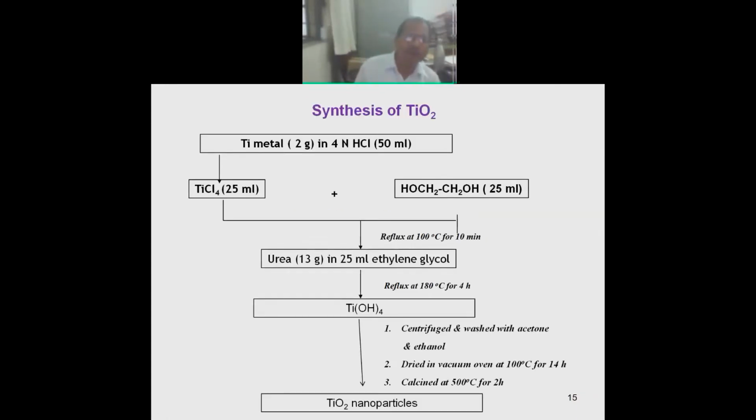This is the synthesis of simple anatase TiO2. Ti metal is dissolved in 4 normal HCl solution, and there is an addition of ethylene glycol, and then it is refluxed at 100 degrees centigrade for 10 minutes. There is more addition of ethylene glycol along with urea, and there is a formation of hydroxide. Then it is washed clean, dried in an oven, and calcinated at 500 degrees centigrade to get TiO2, which is anatase TiO2.